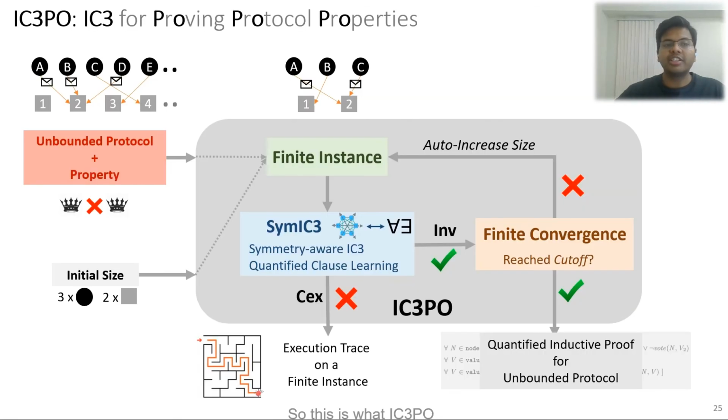So this is what IC3PO does to verify the unbounded distributed protocol fully automatically. It performs finite model checking along with the concepts of symmetry and quantification, and further checks for convergence. It will auto increase the size if needed, and eventually either produce a counterexample trace that disproves the property or a quantified inductive invariant that proves the unbounded protocol to be safe.